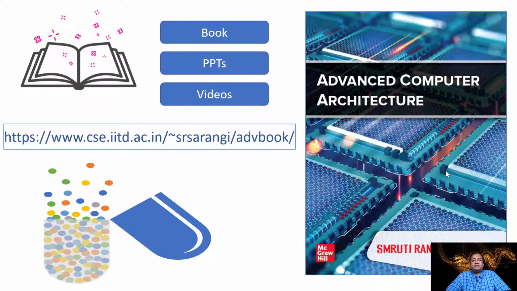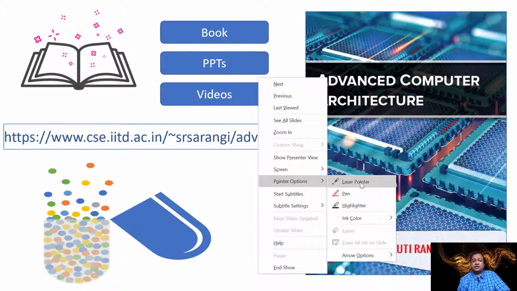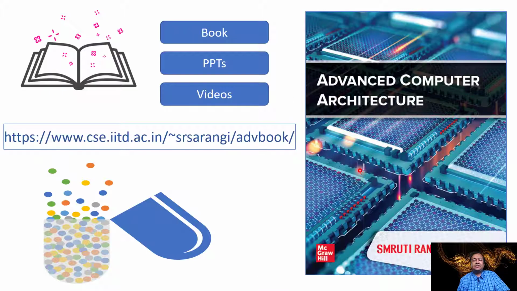I'm happy to inform that all the resources required for this course are available in a single location. The first resource is my book on Advanced Computer Architecture, which is to be published by McGraw-Hill roughly a month from now, around July or August of 2021. The cover of the book is shown over here. The book should be available widely on e-commerce platforms and online as well.